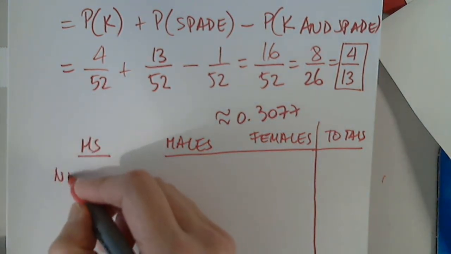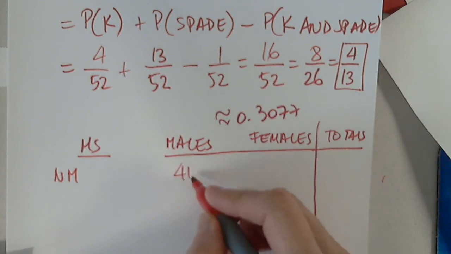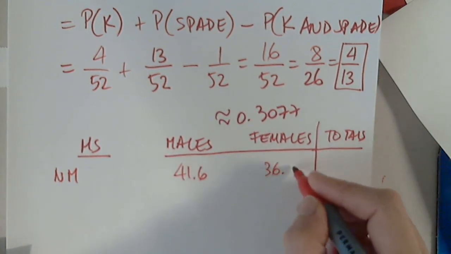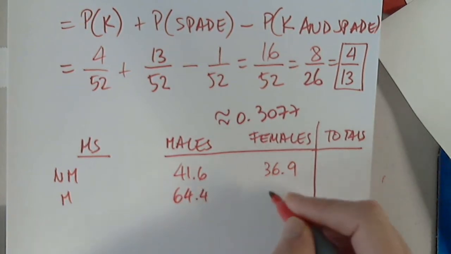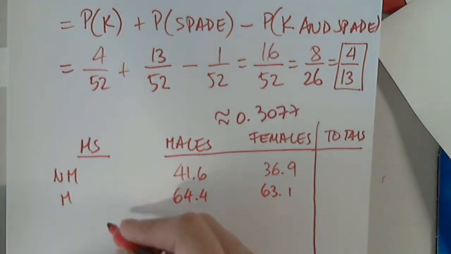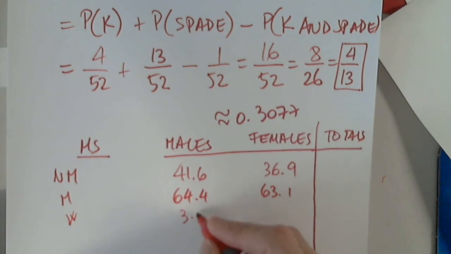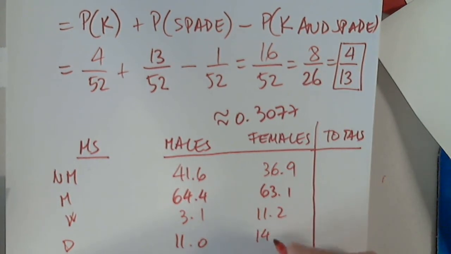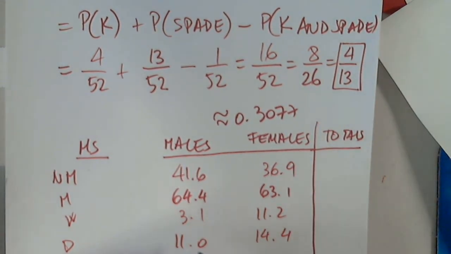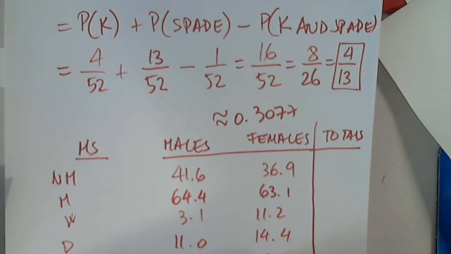So I'm going to say never married, 41.6, 36.9; married, 64.4, 63.1; widowed, 3.1, 11.2; divorced, 11, 14.4; and separated, 2.4, 3.2.